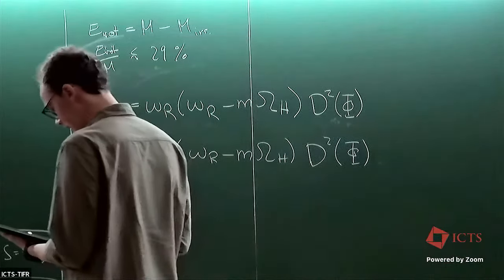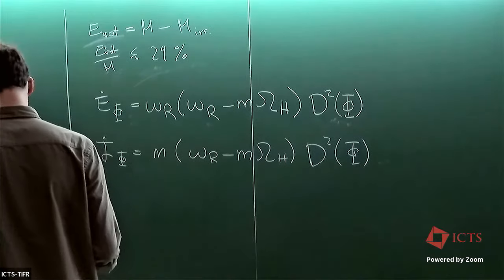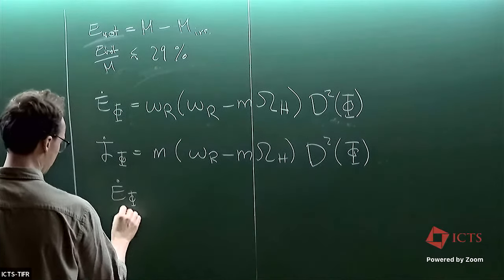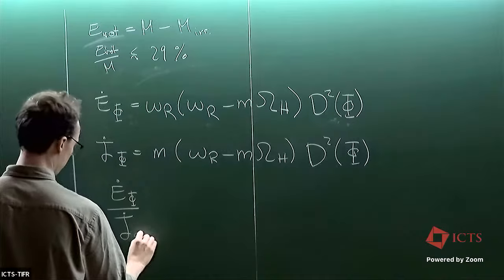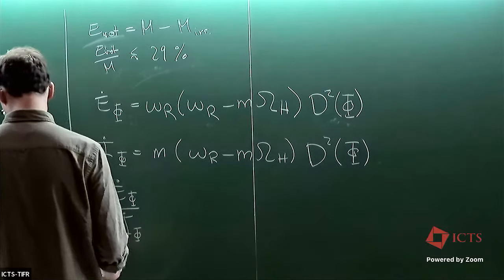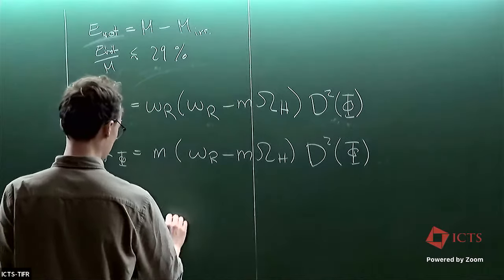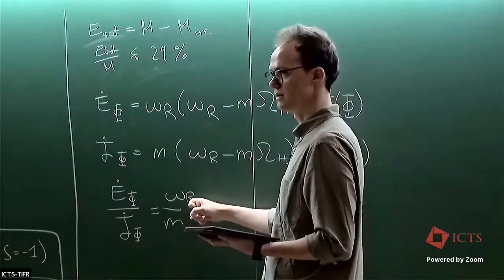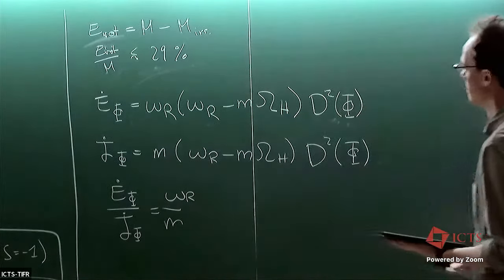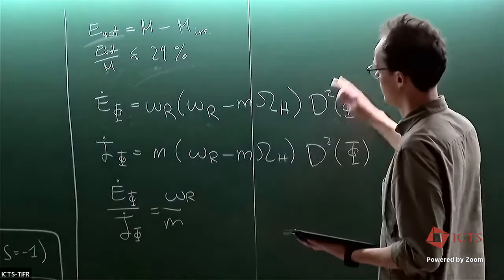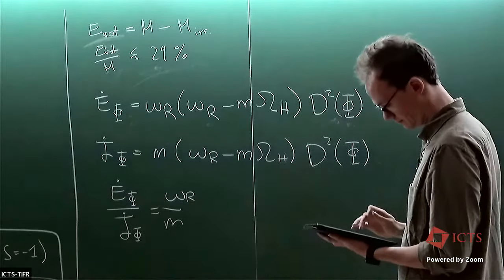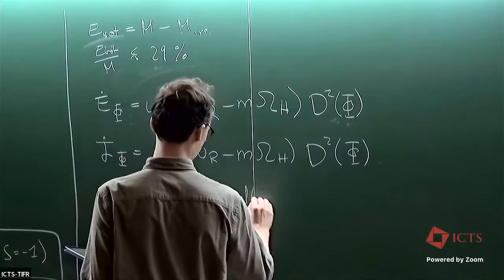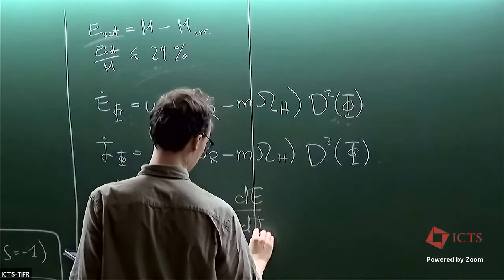Okay. And so one neat relation we can get from this is the following. The flux of scalar field energy entering the horizon and the flux of angular momentum in the scalar field entering the horizon is basically just the ratio of the real part of the frequency divided by the mode number m, because all of this just cancels. Or equivalently, we can just write this as dE by dJ.